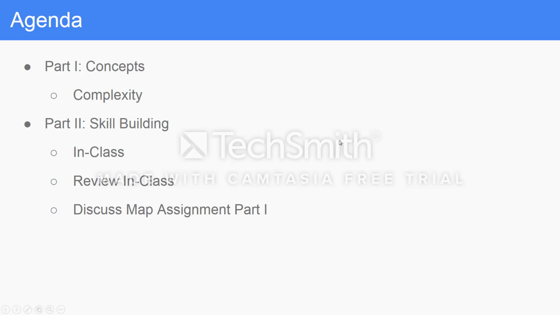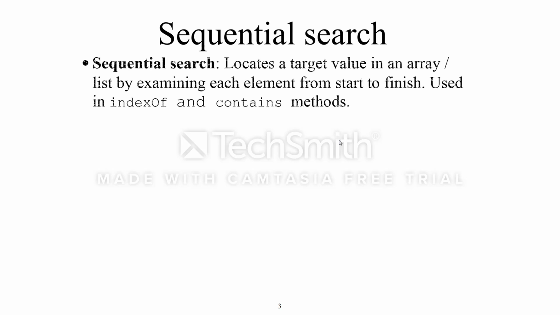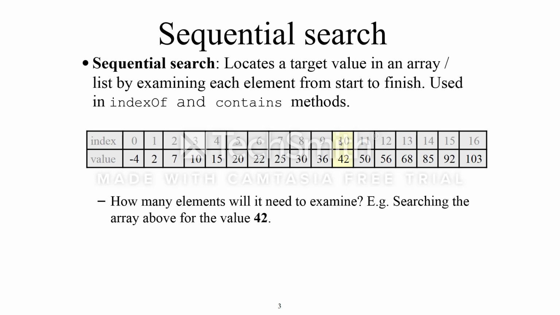So today's lecture is going to be talking about complexity. So we've talked about this before. Sequential search is where you have a target value in a list of values, and the way that you go about searching it is starting at the beginning and moving down to the end.